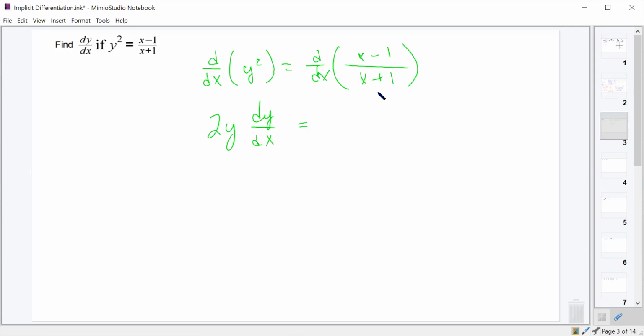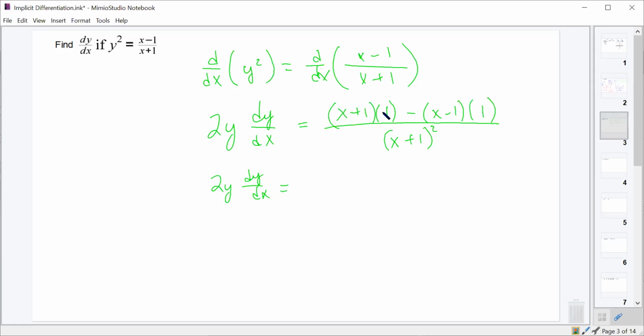Quotient rule. So x plus 1, denominator, times derivative of numerator, minus numerator, times derivative of denominator, all over denominator squared. And what does that simplify to? x plus 1 minus x minus 1. And so the x plus 1 minus the x will cancel, and then we have 1 minus -1, so that ought to be a 2 up there in the numerator. So 2 over x plus 1 squared.